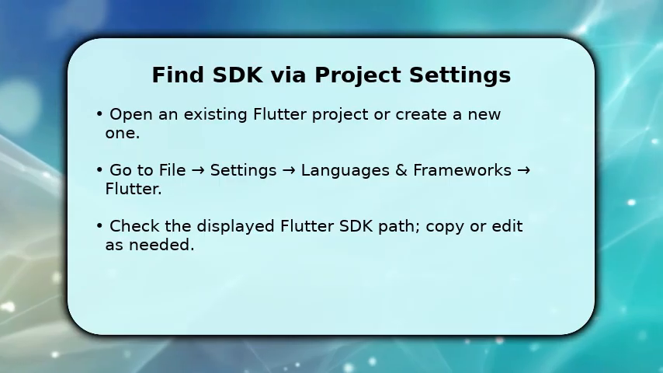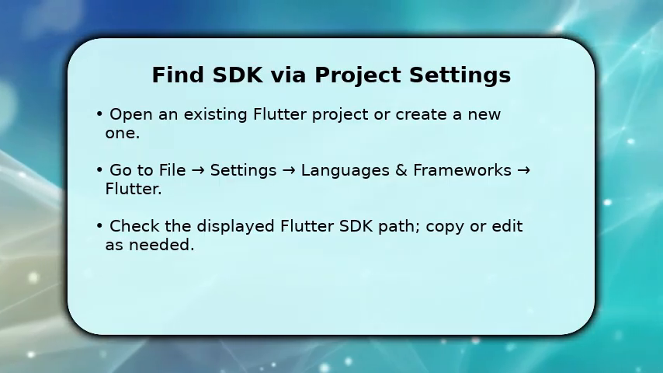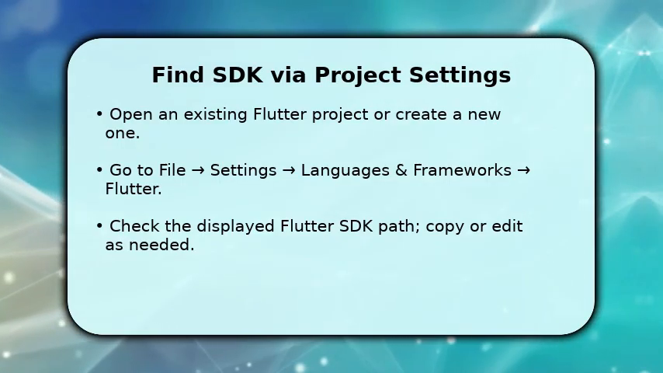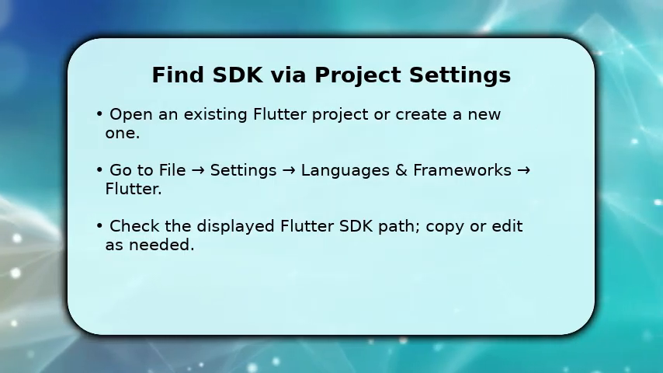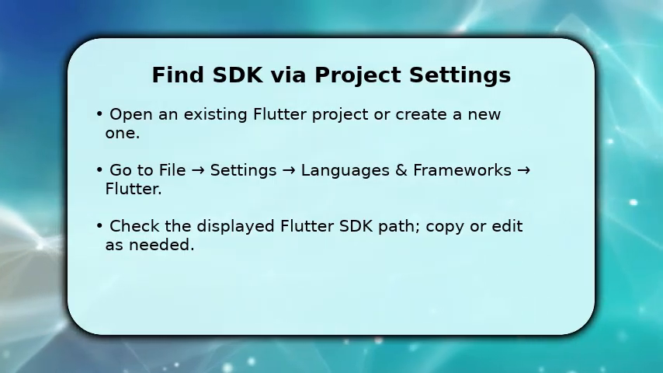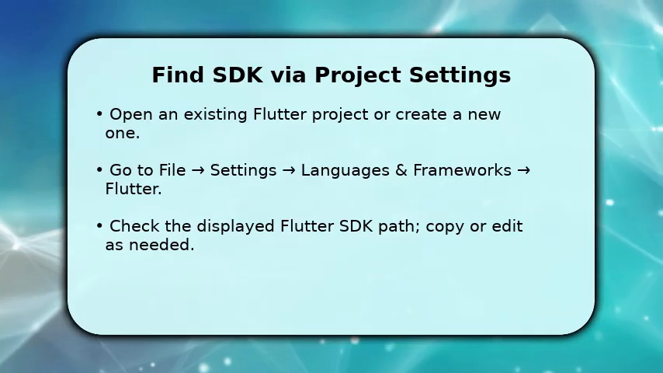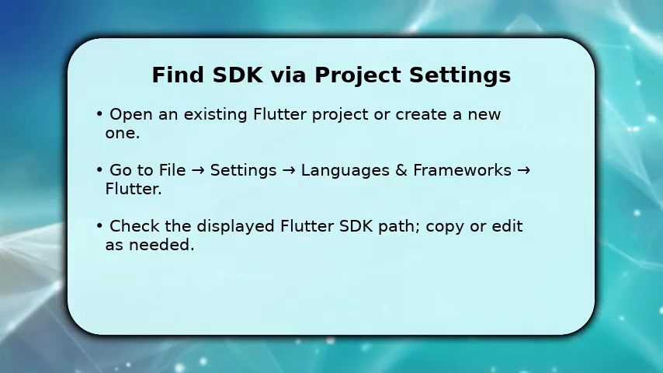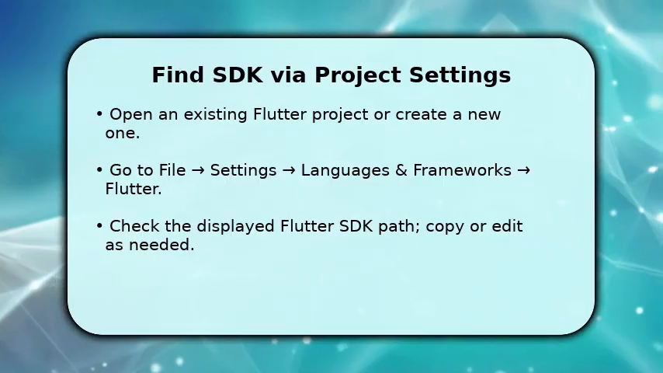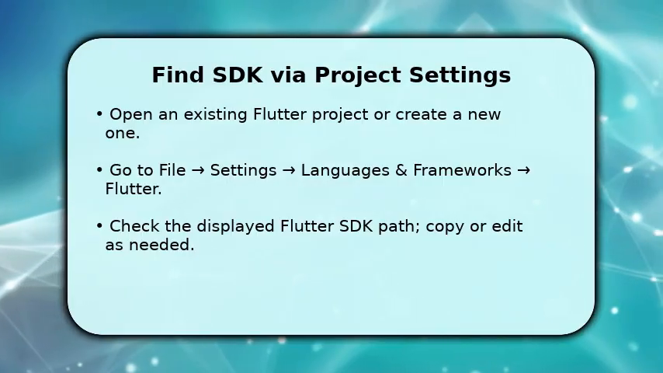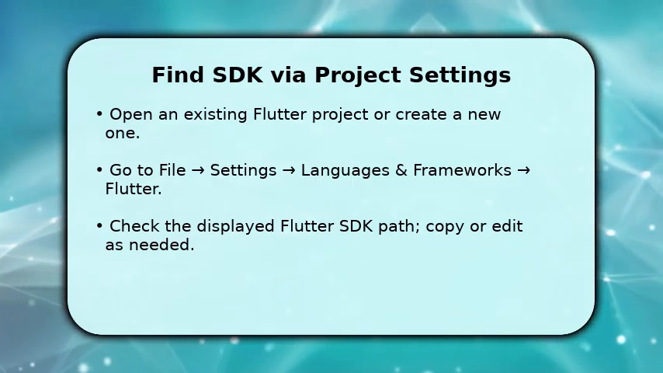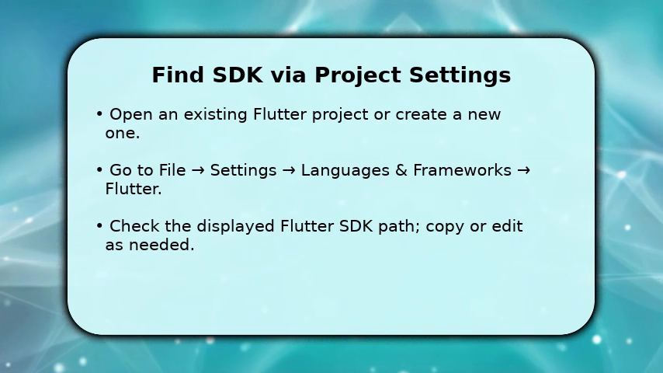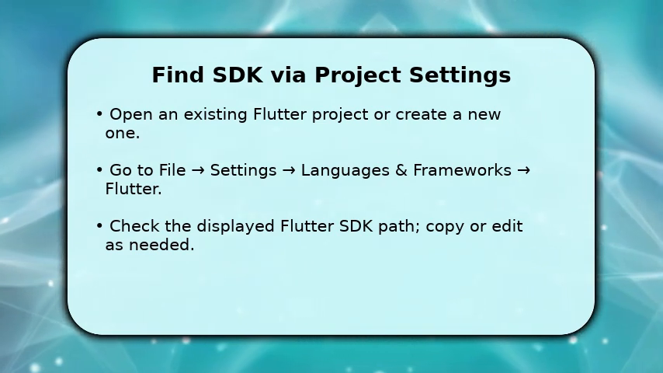settings. Go to File, right arrow Settings or Preferences on Mac, then expand Languages and Frameworks and select Flutter. Here, Android Studio shows the Flutter SDK path that the project uses. This is the definitive value for builds and tooling. If it's empty or wrong, click the folder icon to browse and select the correct SDK directory. Once selected, click Apply and OK so the IDE caches the location, and the Flutter tools sync with that path.